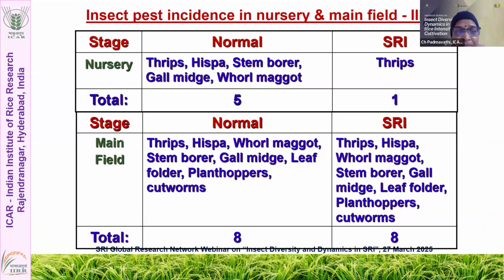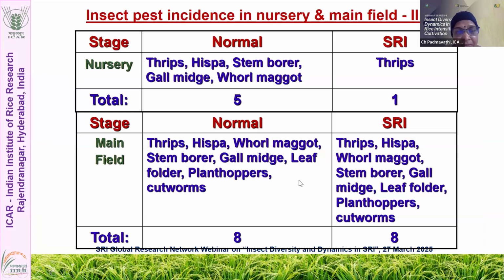If you see the occurrence of pests, particularly in the nursery, because it is only 14-day seedlings that we plant in SRI, whereas in the normal method it was almost a 1-month nursery. You can see almost 5 insect pests were observed in the nursery, whereas only thrips were observed in SRI.